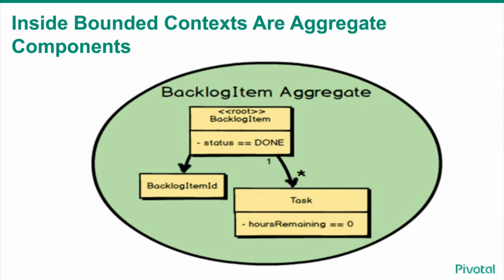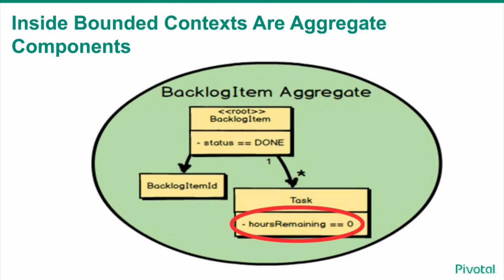Inside a bounded context, we have concepts such as backlog item. Backlog item is an aggregate, and the aggregate root of the backlog item aggregate is the backlog item entity. That entity holds other entities known as tasks. And we have some business rules around the concept of backlog item and task. Business rules that must be managed by transactions.